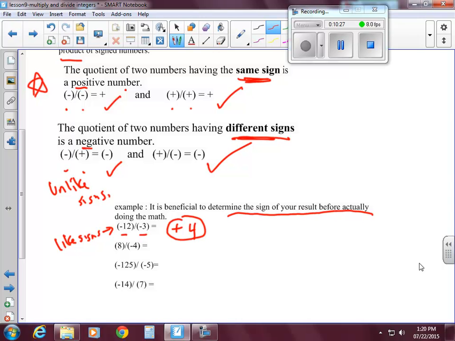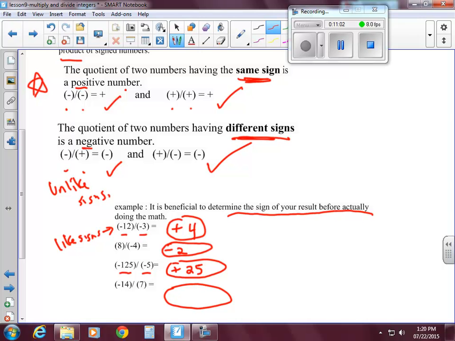Try again. 8 divided by negative 4. Well, it's unlike signs. You know it's going to return a negative. And you know 8 divided by 4 is 2. So you know the final result's going to be negative 2. So you just have to think through whether your end result will be positive or negative before you actually perform the division. All right, next one, a negative divided by a negative, we know returns a positive. And then we can go ahead and divide their absolute values. So 125 divided by 5 is 25. So we're going to return a positive 25 there.